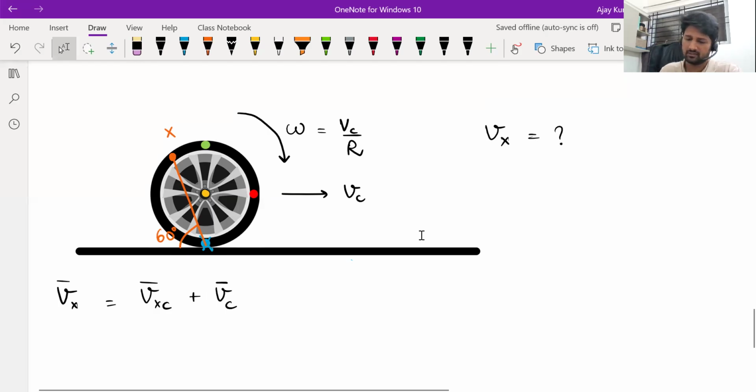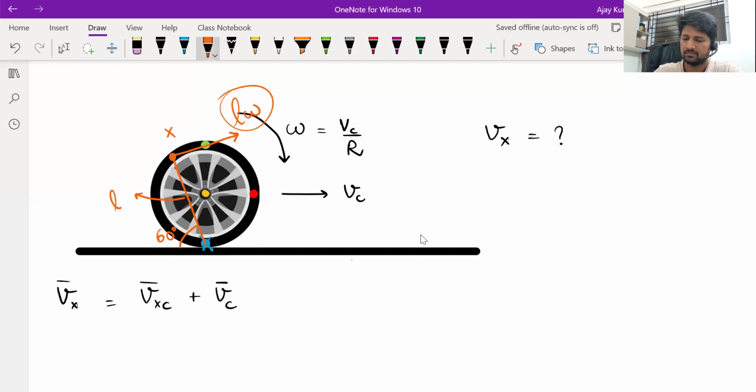You can use another idea also that the point of contact, I'm telling this to both of you, the point of contact is the instantaneous axis of rotation. Or the axis through the point of contact is the instantaneous axis of rotation. So if you can somehow find out this distance, let's call this as L, then you can directly say that this particle X will be moving with a speed L omega in this direction. But we need that distance. That distance is not 2 times the radius.